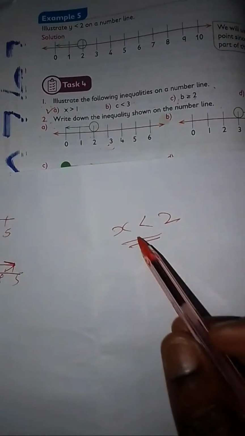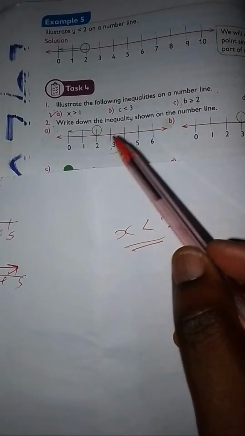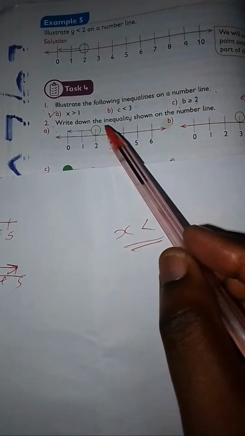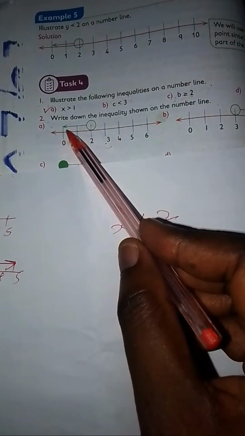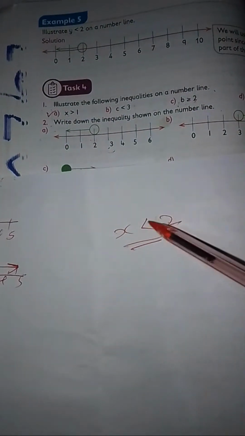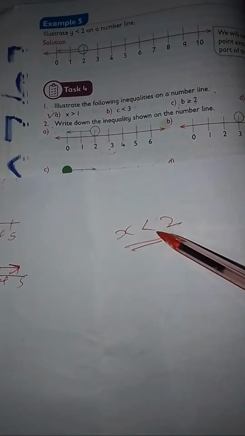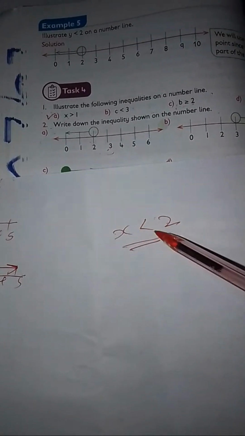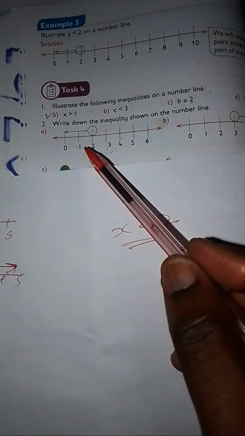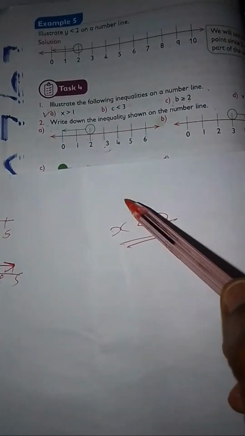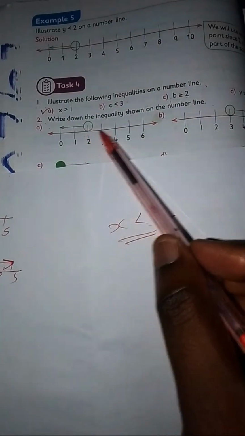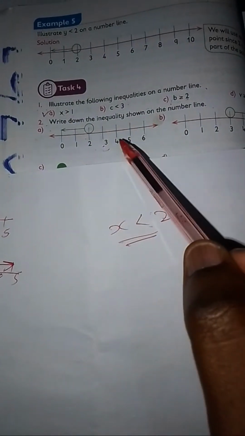X is less than 2. Check, this is 2. We are circling 2. Then we are giving our arrow pointing towards the left to show that it is less than, and that is what we have just done. It shows that it is less than. You give your arrow pointing the left direction. If it is more than, our arrow could have been pointing towards the right.